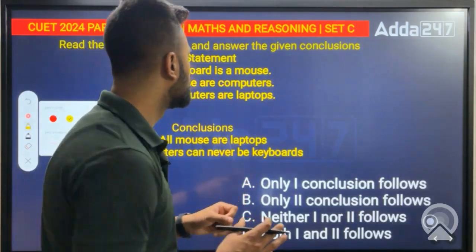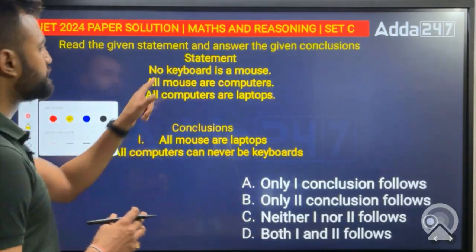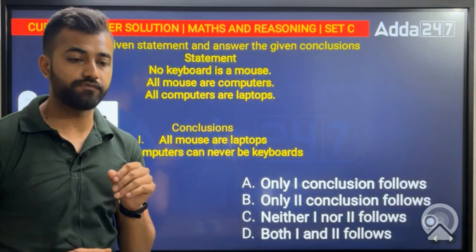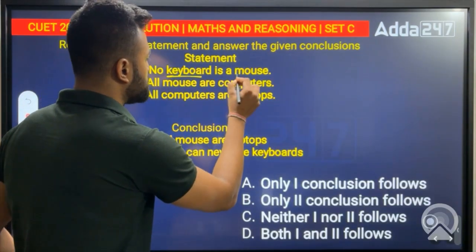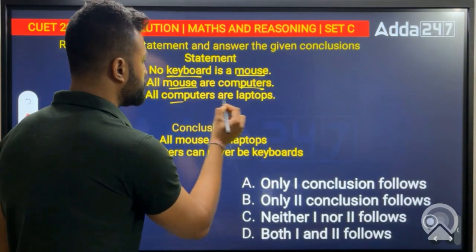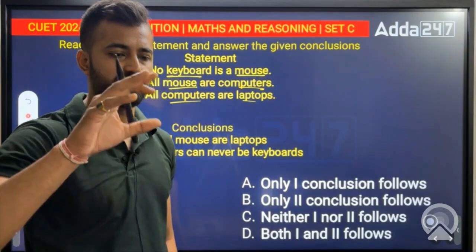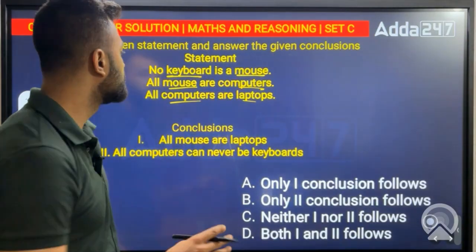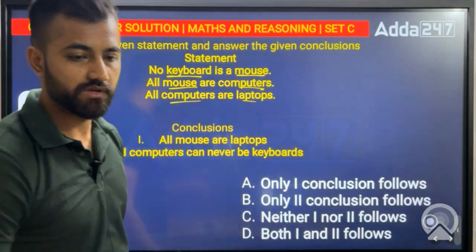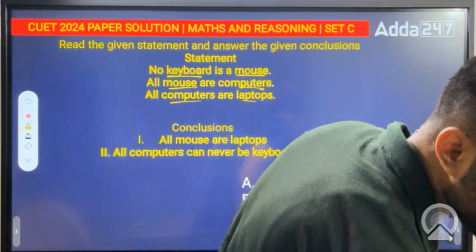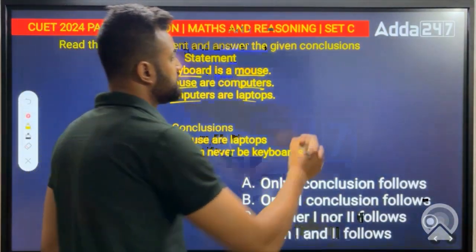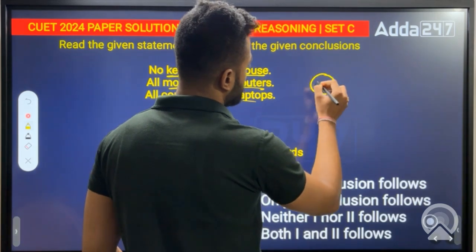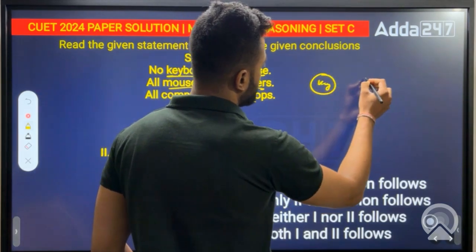See, no keyboard is a mouse. How to draw the Venn diagram for this is very simple. For the elements that you see, like keyboard, mouse, computer, laptop, we'll use one circle for each. Like keyboard and mouse are there. I would use 2 circles to show keyboard and mouse. I would say, sir, keyboard is this one and mouse is this one.